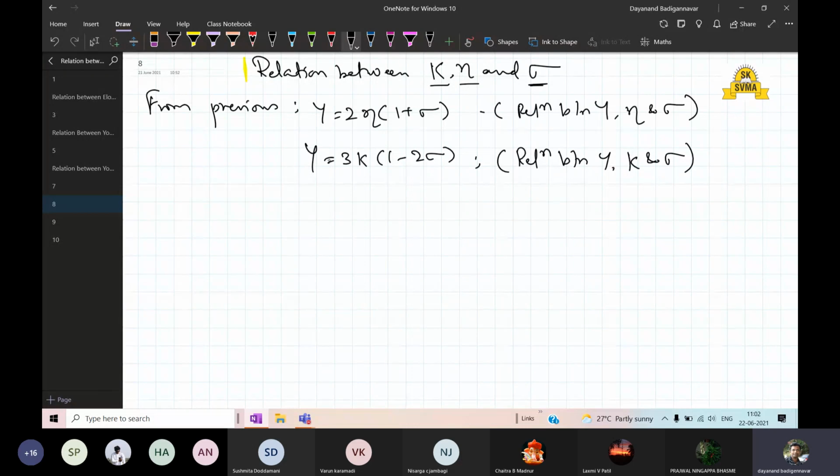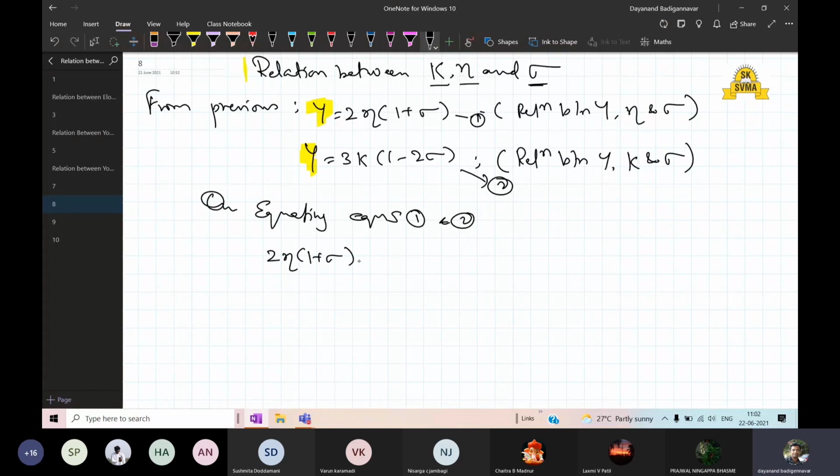Now on the left hand side of both, they are nothing but y. So I can take this as equation number 1 and this as equation number 2. On equating equations 1 and 2, the left hand side is 2 eta into 1 plus sigma, that is equal to 3k into 1 minus 2 sigma. So this is what you get. Still you can rearrange it.